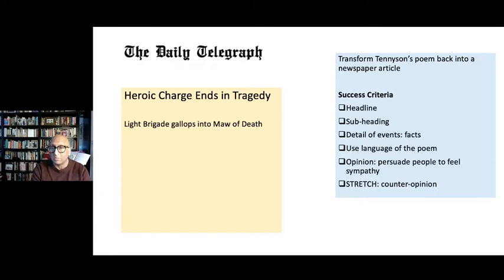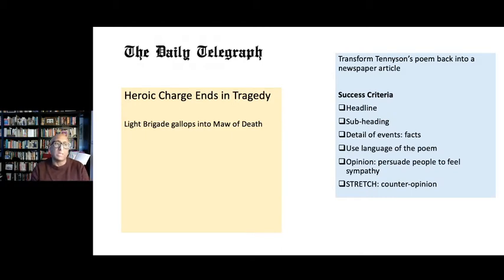writing task, is I'd like you to turn, so if Tennyson was inspired by a newspaper article and he responded, I want you to turn this poem back into a newspaper article. You know, here's an exercise I never thought about, but you might actually go on the internet and find out the original article that Tennyson was responding to. That might help you. I've given you a headline here, Heroic Charge Ends in Tragedy.